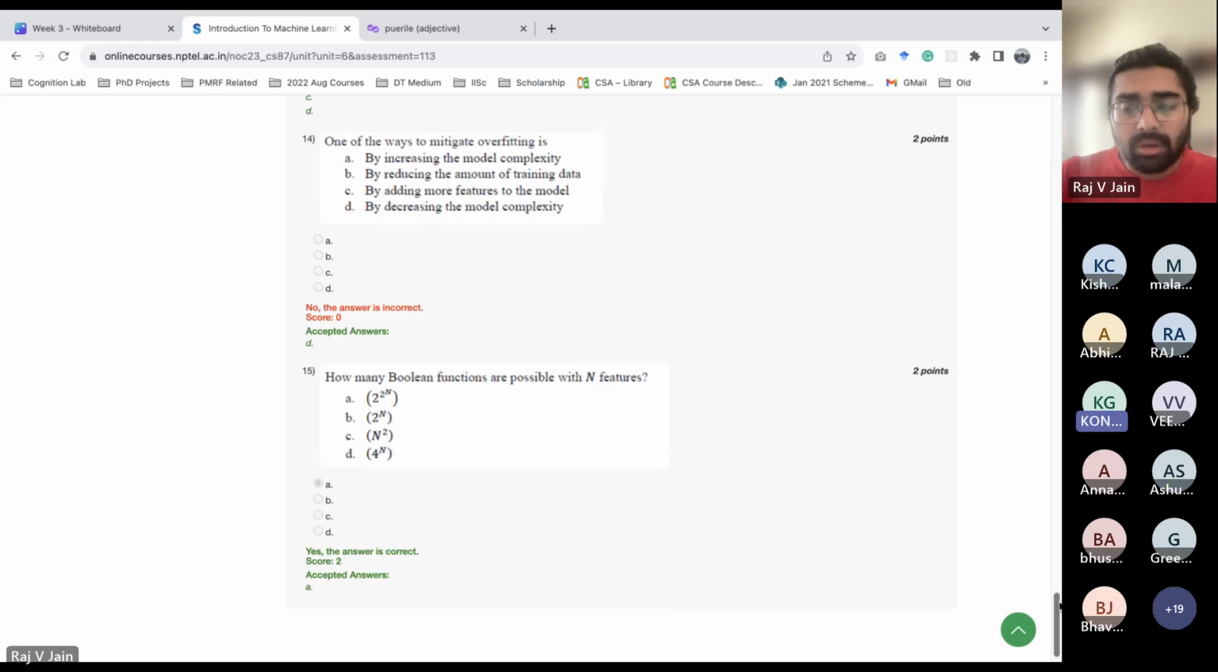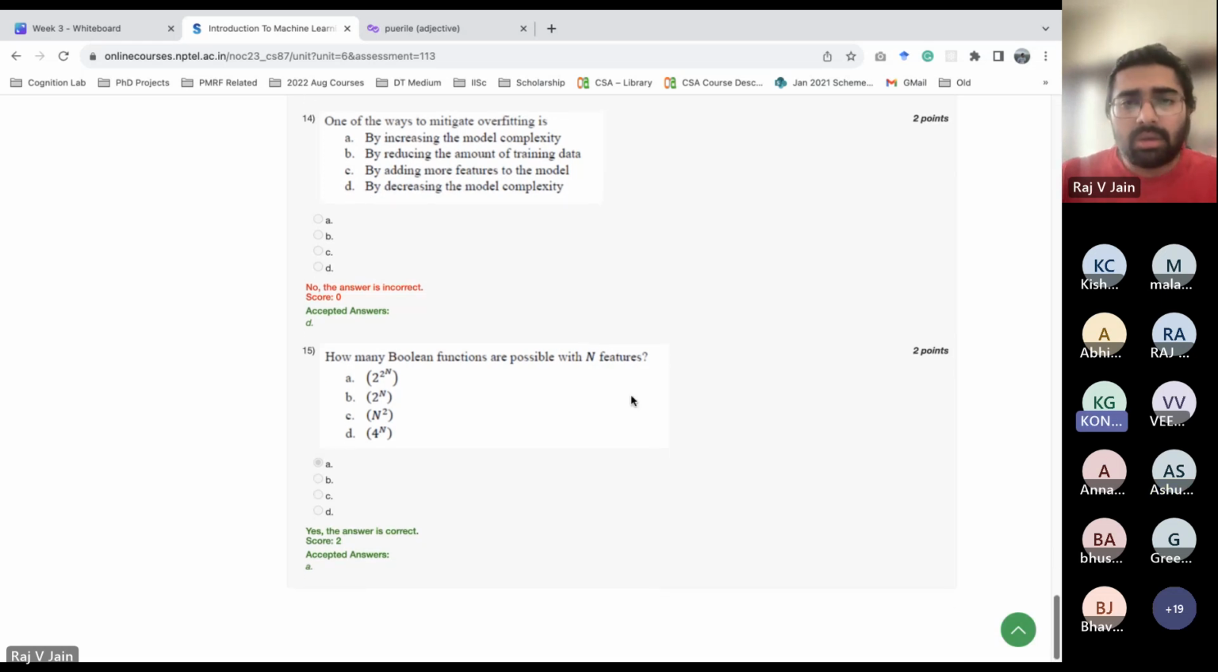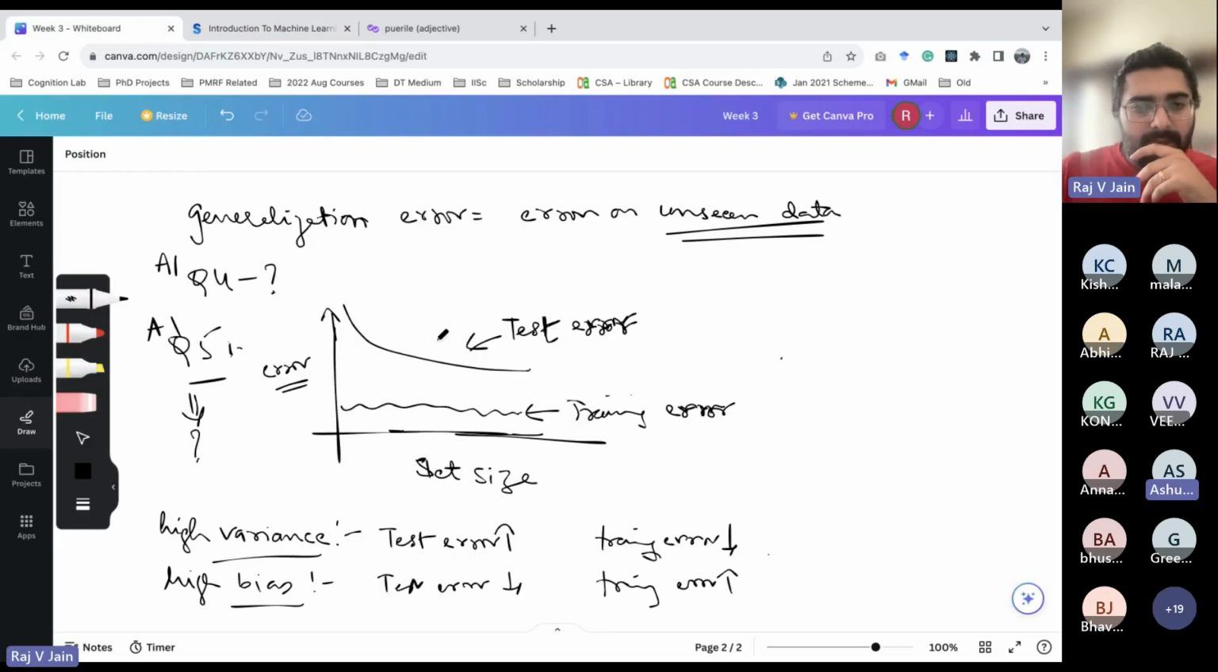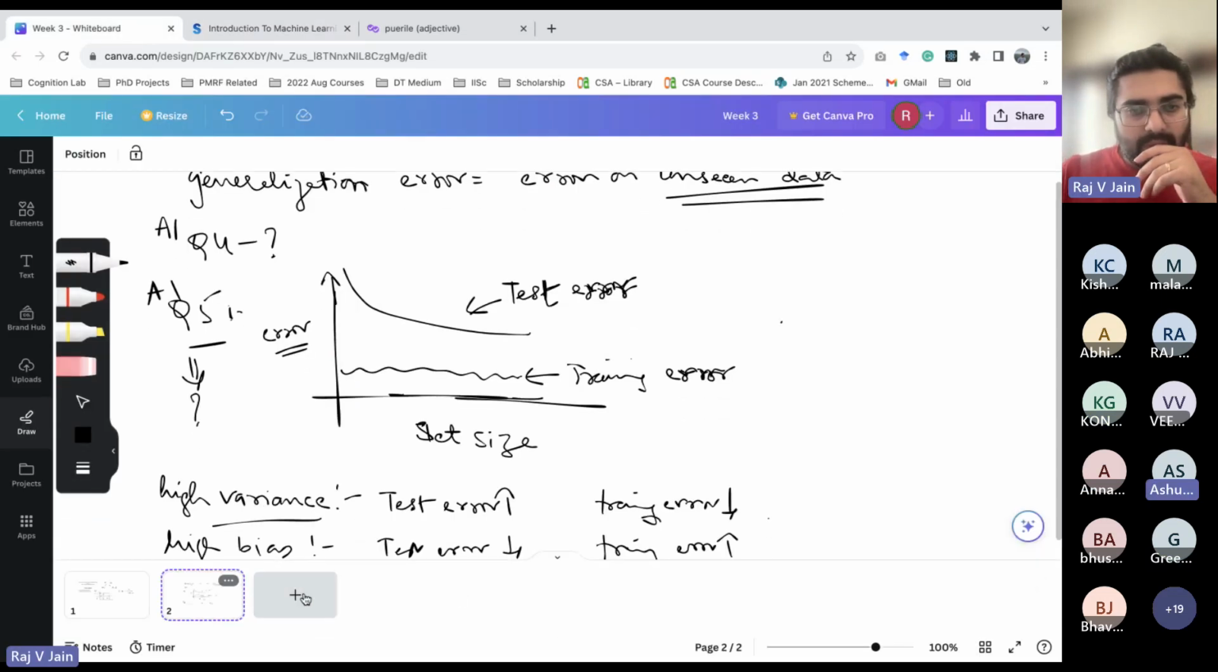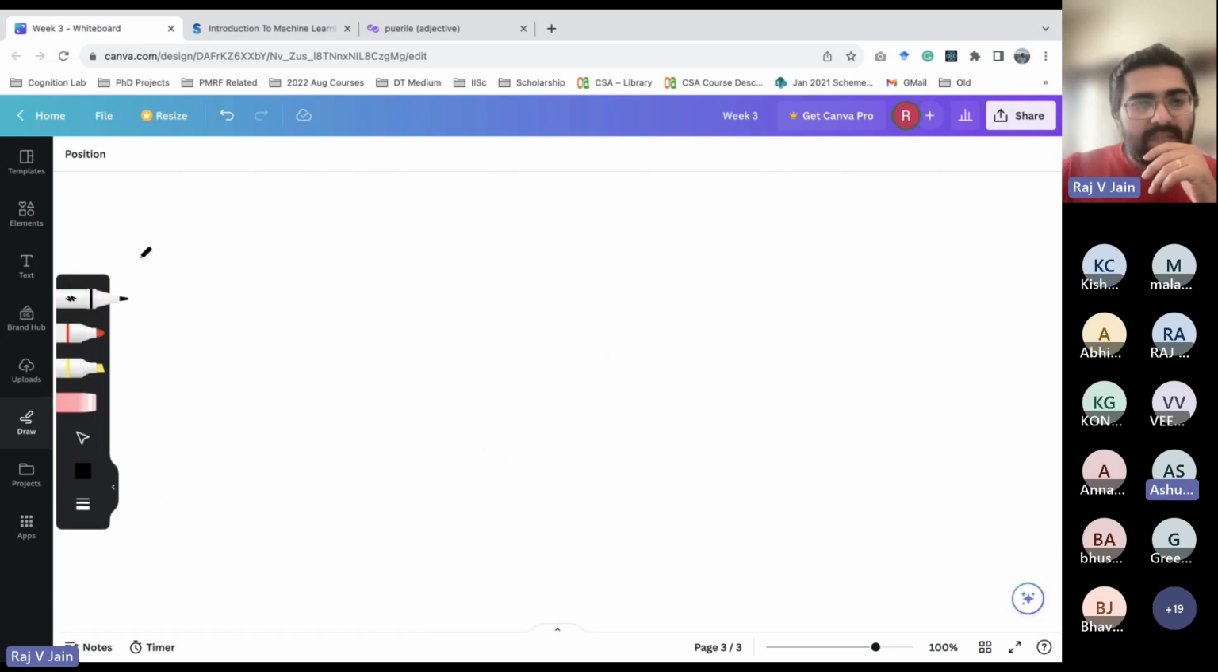Sir, the 15.1 Boolean functions, I can understand 2 to the power of n, but can you just explain the workout? Okay. Anyone want to try out their hand here? Question 15, assignment 1. The answer is 2 power n. So who wants to try why this is the right answer?